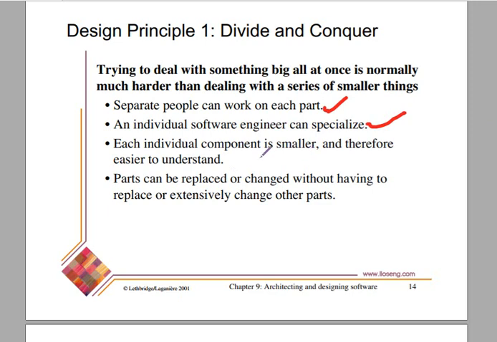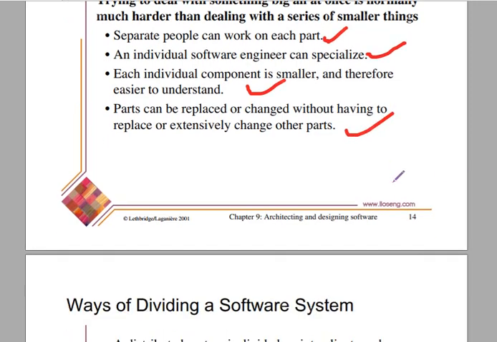Third, each individual component is smaller and therefore very easy to understand. That's a very true thing. After that, when one part needs to be replaced or changed, this can be done without having to replace the other parts, so you don't need to change most of the system. This is the main reason for using the divide and conquer technique.